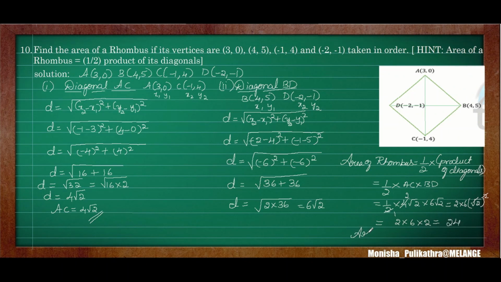Okay, so the area of the rhombus is equal to 24 square units. Okay, 24 square units. So this is the last problem of the 7.2 exercise.